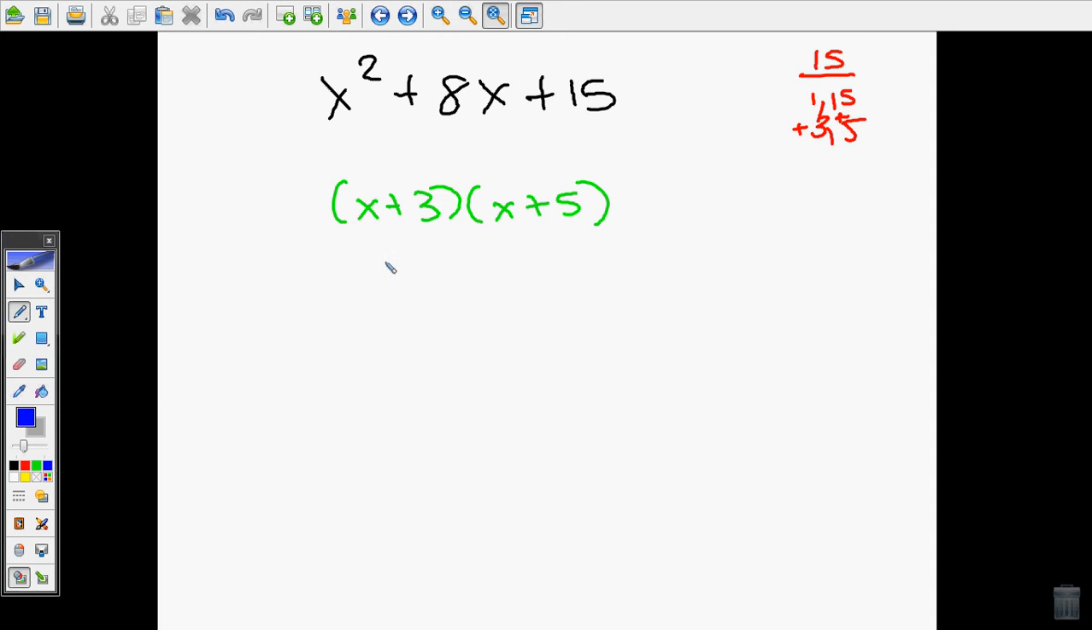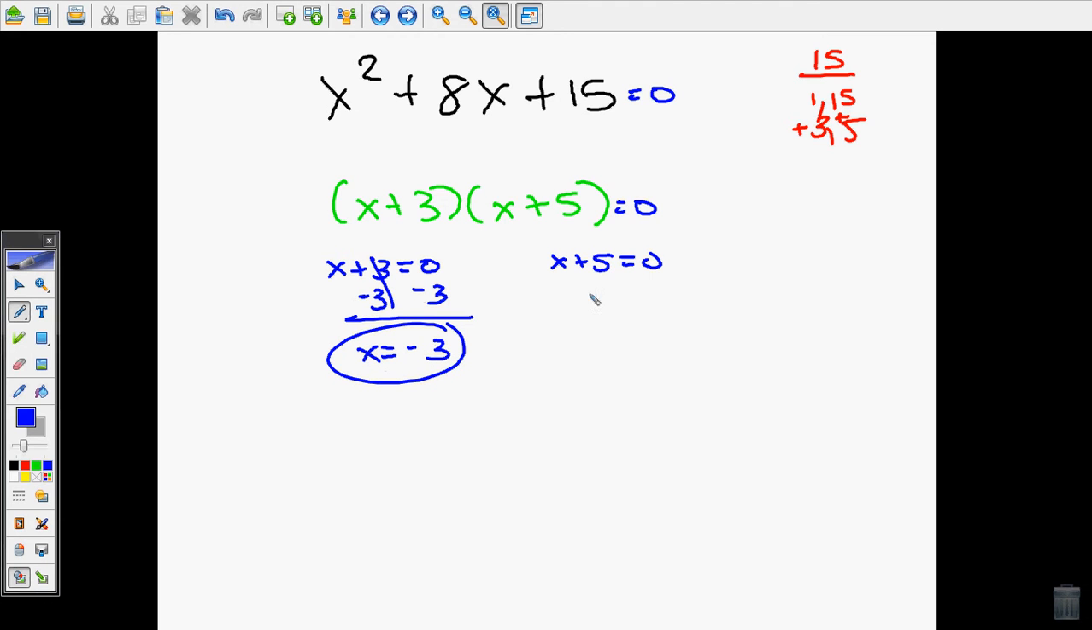So I'm going to set each of these equal to 0. So x plus 3 is equal to 0 and x plus 5 is equal to 0, because this whole thing is equal to 0, right? That would be the zeros. I'm going to subtract 3 from both sides. So that gives me x is equal to negative 3. I'm going to subtract 5 over here. Gives me x is equal to negative 5. So my zeros are at negative 3 and negative 5.